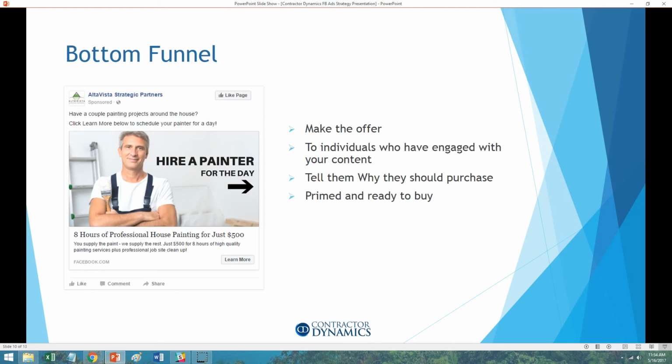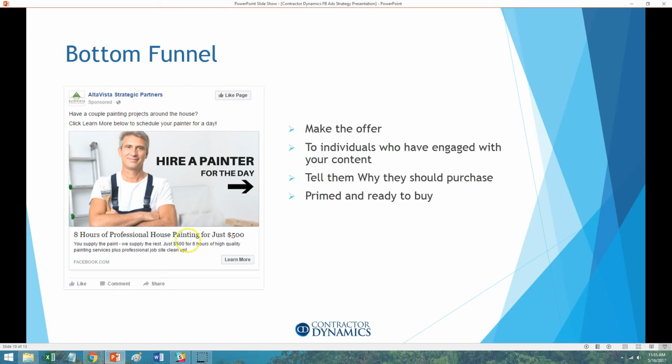Finally, bottom of the funnel ads: call to action, hire us, schedule an estimate, schedule a quote. Make the offer to the people who have engaged with your content at every step of the funnel, tell them why they should purchase, and these people should be primed and ready to buy. An ad like this is going to appeal to those people who have visited your website and downloaded some sort of content. Picture this ad just being served to everyone within a 30-mile radius of your business. What are the chances?